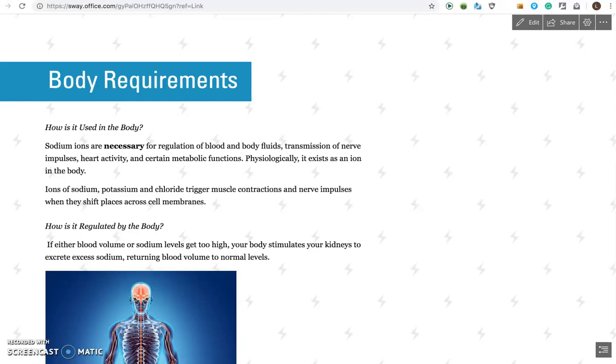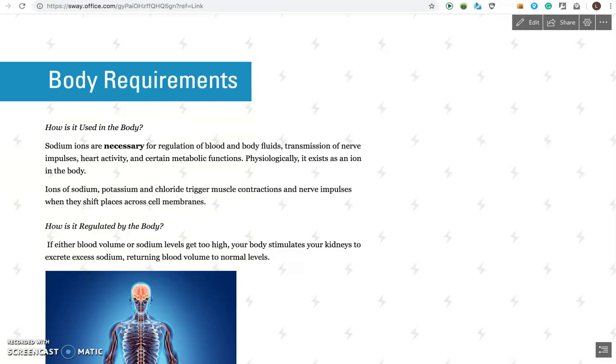Some body requirements. Well, how is it used in the body? Sodium ions are necessary for regulation of body fluids and blood, transmission of nerve impulses, heart activity, and certain metabolic functions. And as we all know, it is an ion in the body. Ions of sodium, potassium, and chloride trigger muscle contractions and nerve impulses when they shift places across cell membranes.